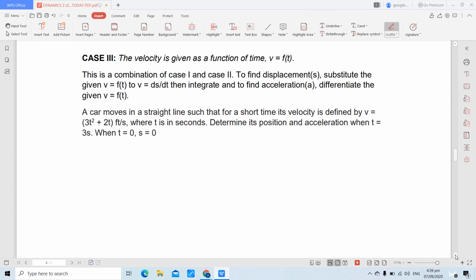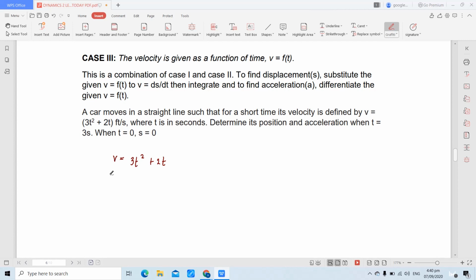No? So, let's take this example. We have a car moves in a straight line such that for a short time, its velocity is defined by this equation, v equivalent to 3t squared plus 2t, where velocity is expressed in feet per seconds, and time t is in seconds. Determine the position and acceleration when the value of time is 3 seconds. When the value of time is 0, the position is also 0.